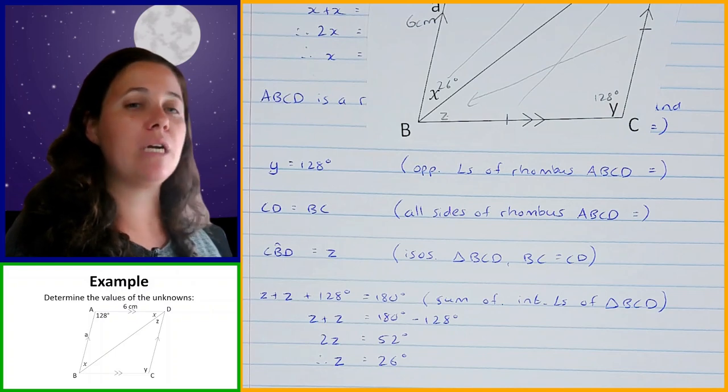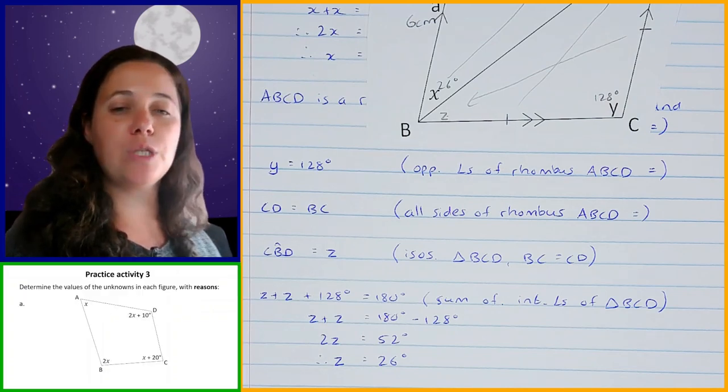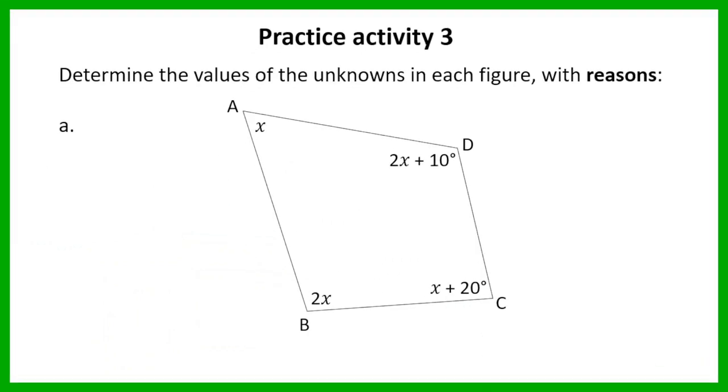Okay, so now I'm going to give you a couple that you're going to work on for yourself. Here's the first one that you're going to do. So in this question, you need to work out the value of X. Okay, you've been given a quadrilateral ABCD, and you need to work out the value of X. So I'm going to give you 2 minutes to complete this problem.